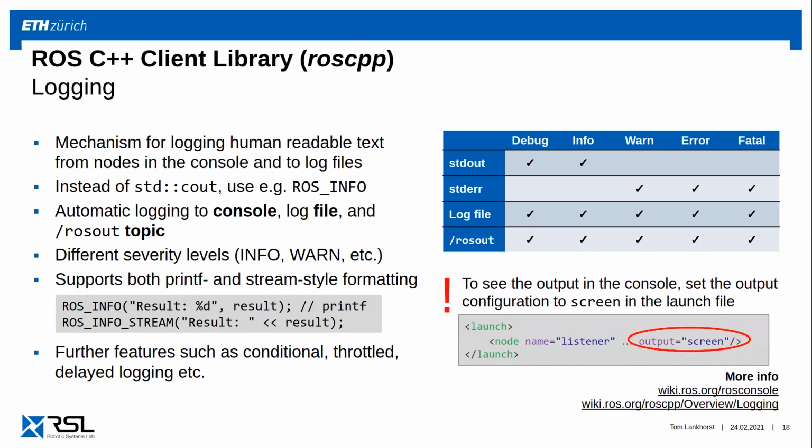Now, if for whatever reason you do not see any output on your screen when you run a node which you launched with a launch file, you have to make sure that you have set the output to the screen. If you don't set the output explicitly to screen, you won't see these messages. They will, however, show up in the log file. You will be able to see them in the rosout topic, but they will not be displayed on the screen.